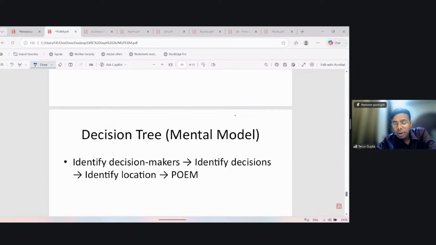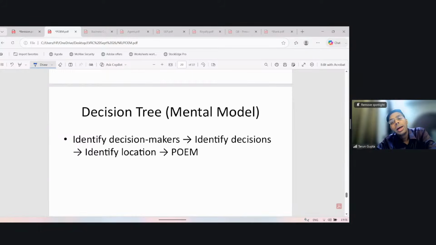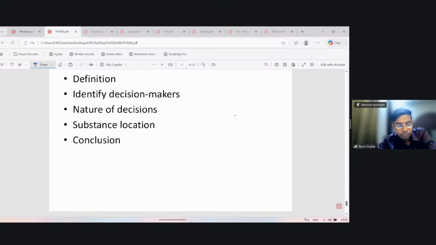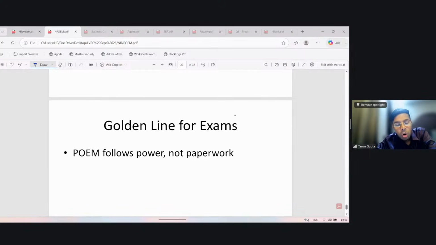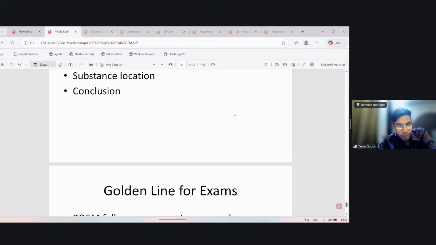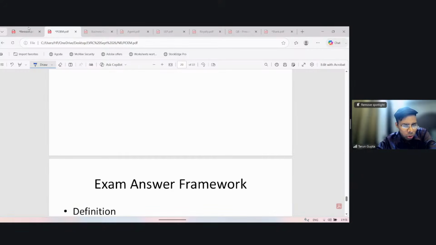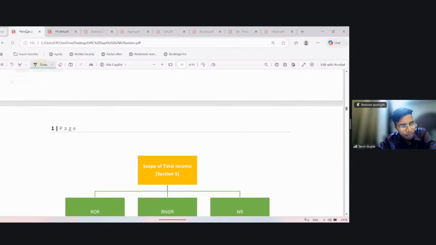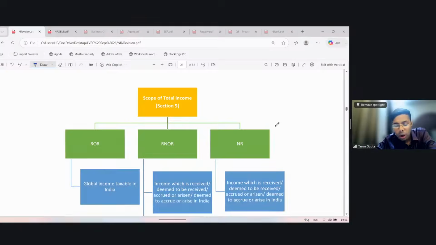First, identify the decision maker, then identify the decision, and then identify the location where the decisions are being taken. That location shall be the place where the POEM is situated. The POEM follows power, not paperwork. Okay. You must have understood the POEM in great detail.